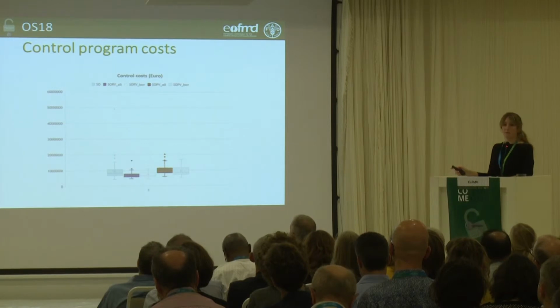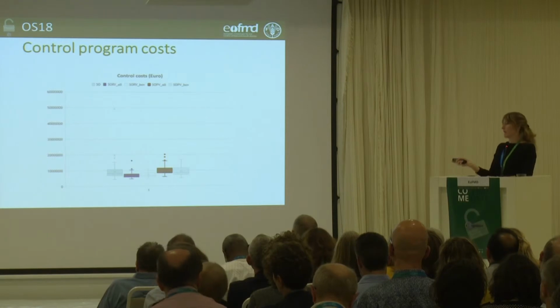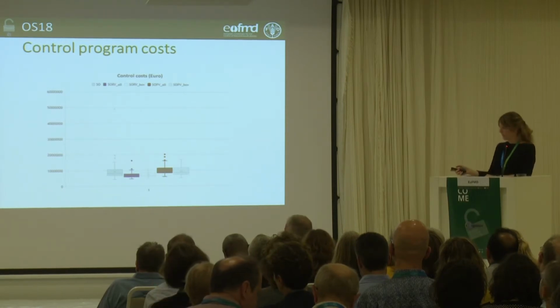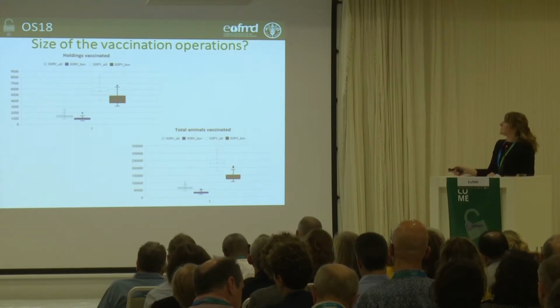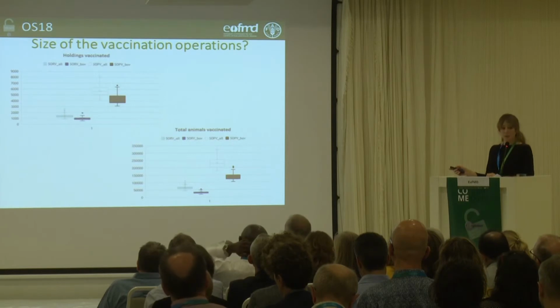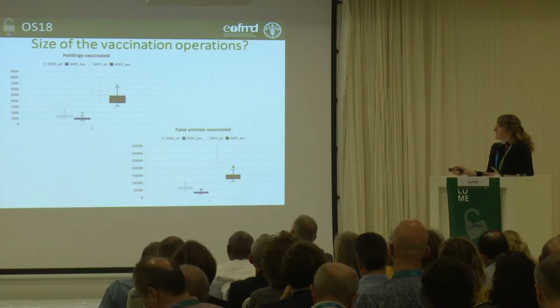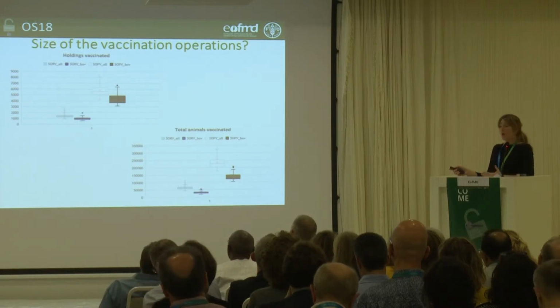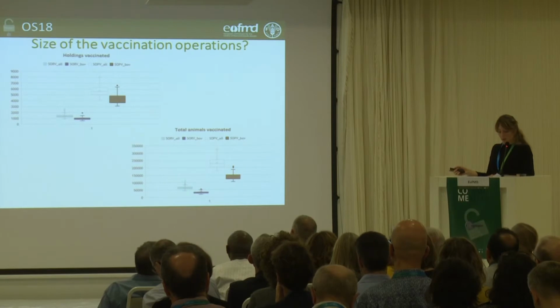But we need to have in mind in this case that for the purpose of the study, the cost of managing the vaccinated animals has not been included. It can be done in the model, but it has not been included for this particular study. And finally, if we have a look at the size of the vaccination operations, we can see that predictably we need more vaccines, more doses. If we use protective vaccination, we need to vaccinate more holdings and more animals.